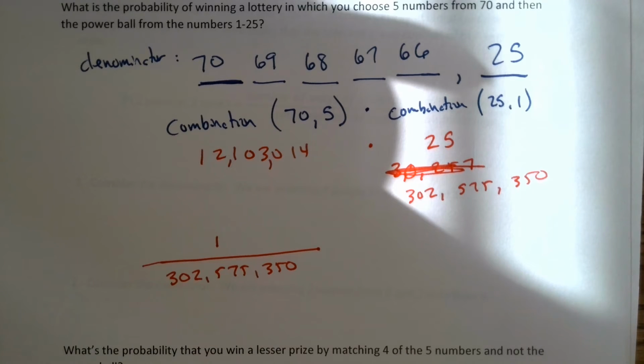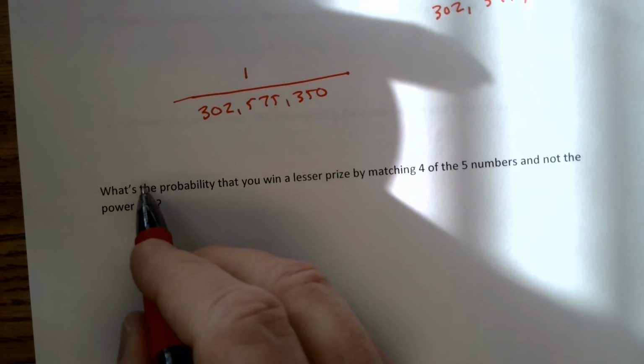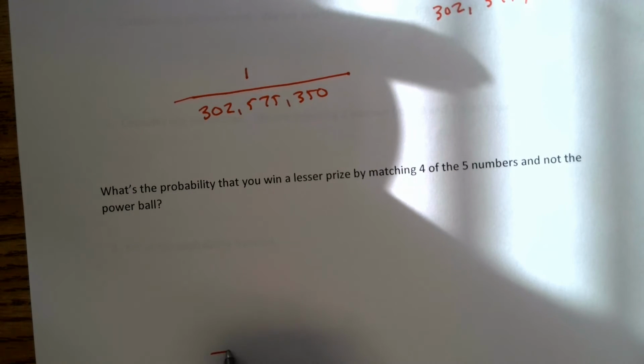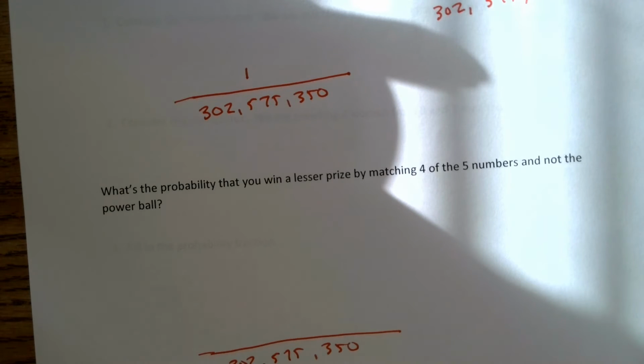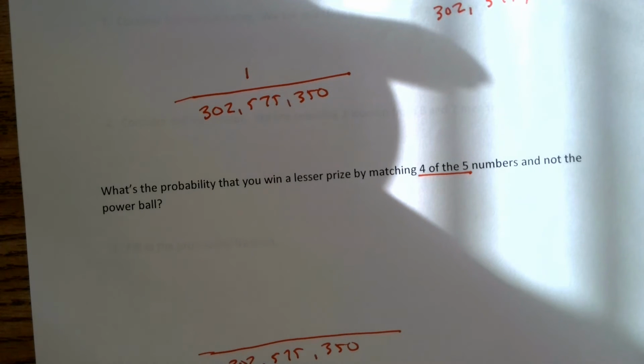Okay, now here is the hard part of this. So this second part of this question, the denominator stays the same. However, I can win more than one way. So if I match 4 of the 5 numbers, so how can I do that? Okay, how many ways can I win 4 of the 5 numbers and not the Powerball?